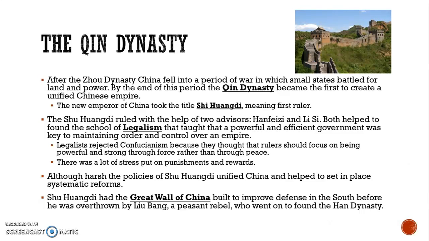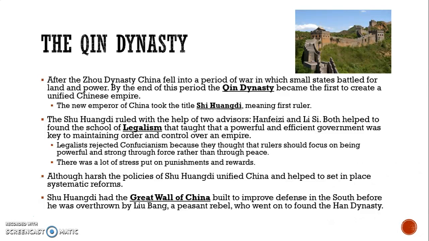The Qin dynasty came after the Zhou dynasty and was the first to create a unified Chinese empire. The new emperor took the title Shi Huangdi, meaning the first ruler. He ruled with a system of legalism that taught that a powerful and efficient government was key to maintaining order. Legalists rejected Confucianism, saying that they would rather have a powerful, strong government through force rather than through peace. There was a lot of stress on punishments and rewards in order to keep the power.